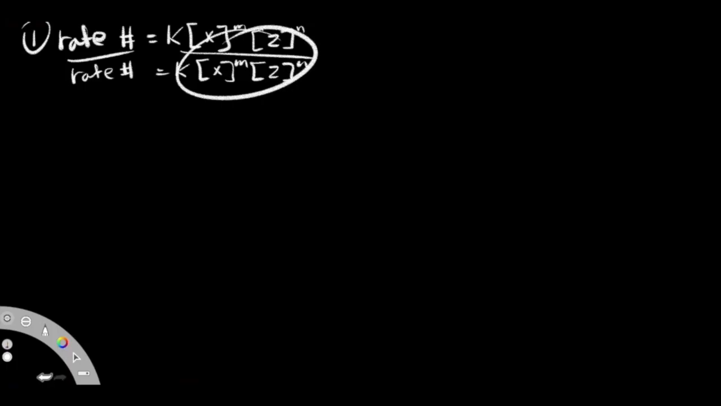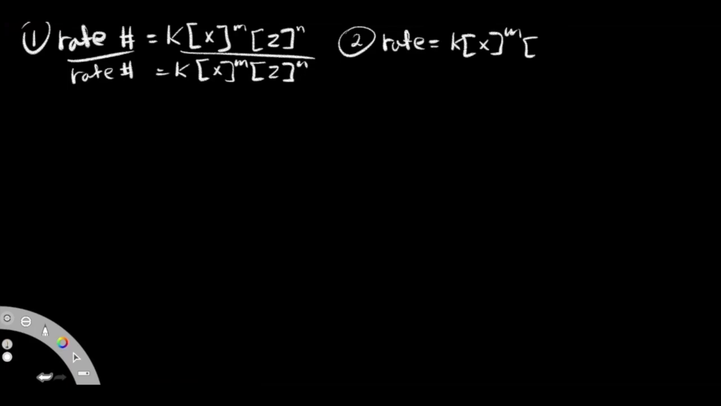We are now going to take what we've learned from there and apply it into our actual rate law. Okay, so this here is our rate law. We have rate, okay, is equal to our k, our slope, multiplied by our x to the m and our z to the n. Okay, so this here is what we're going to be using.